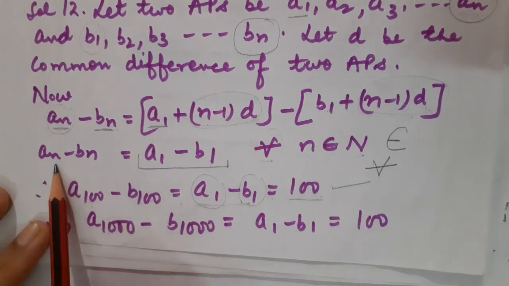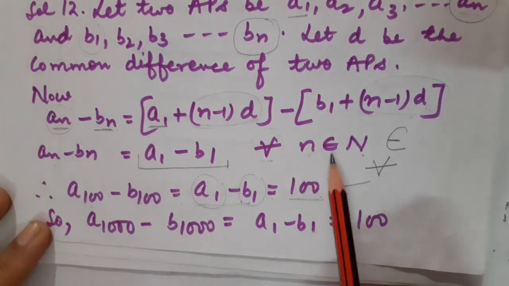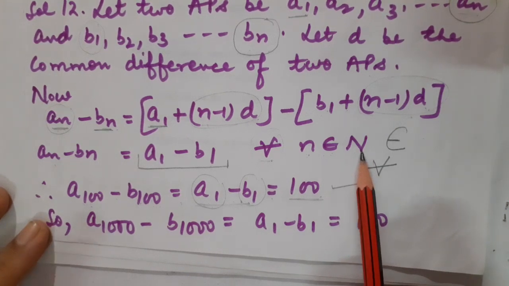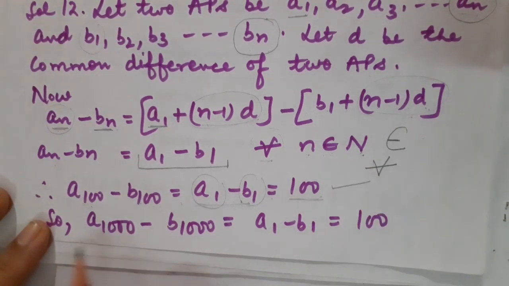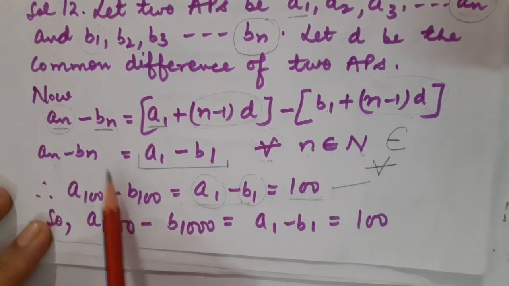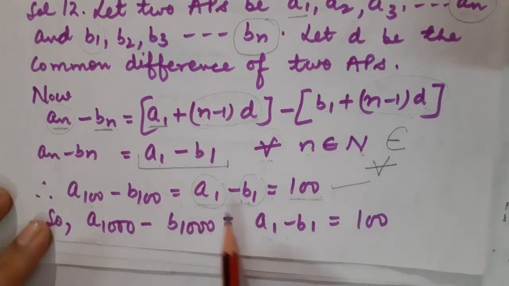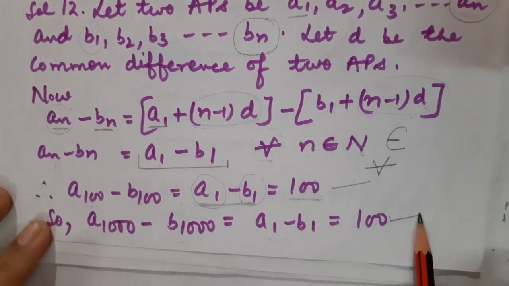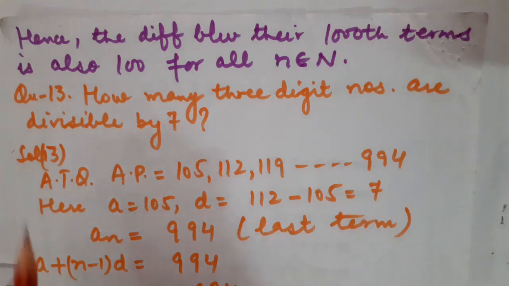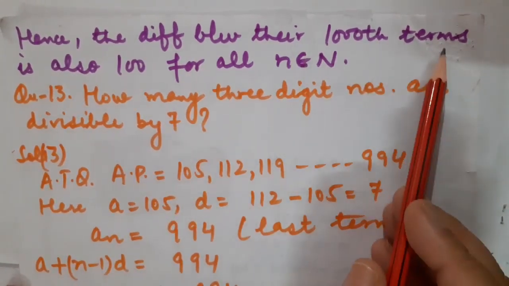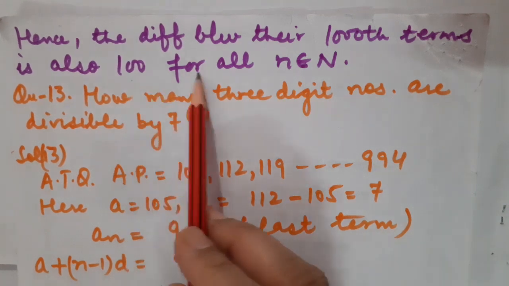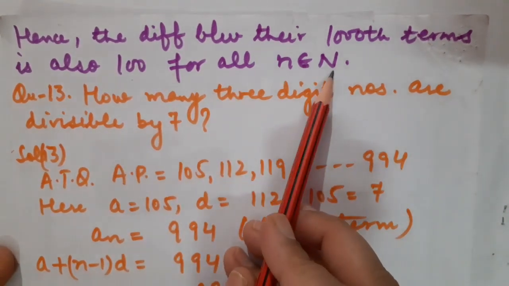Now let us change this n to 1000, because n belongs to the set of natural numbers. So any value you can insert here in place of n. So a1000 minus b1000 will again be a1 minus b1. And we know that a1 minus b1 is again 100. So we can say that the difference between the 1000th term of both the APs will also be 100. Correct, student? So hence the difference between their nth terms is also 100 for all n, where n belongs to the set of natural numbers.